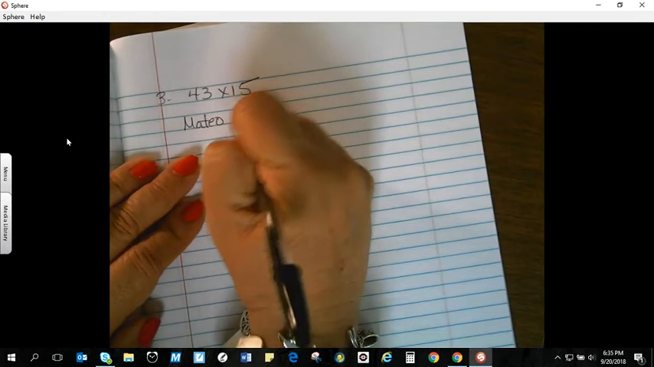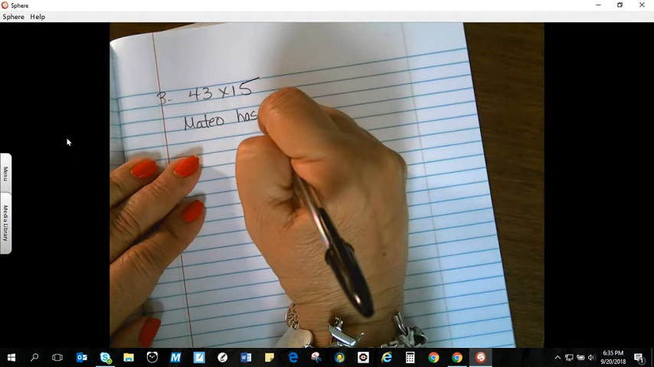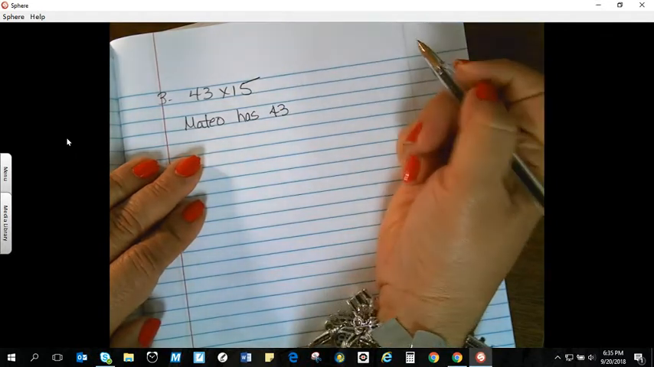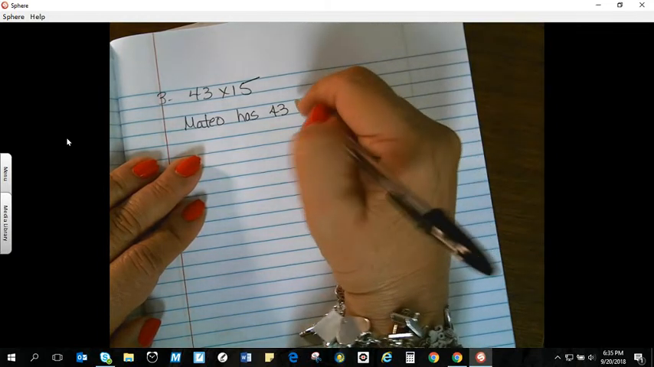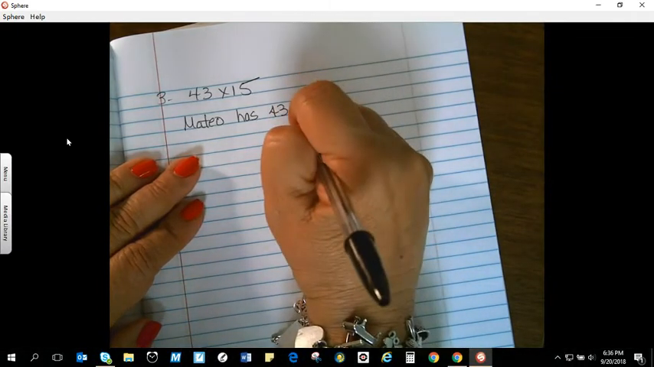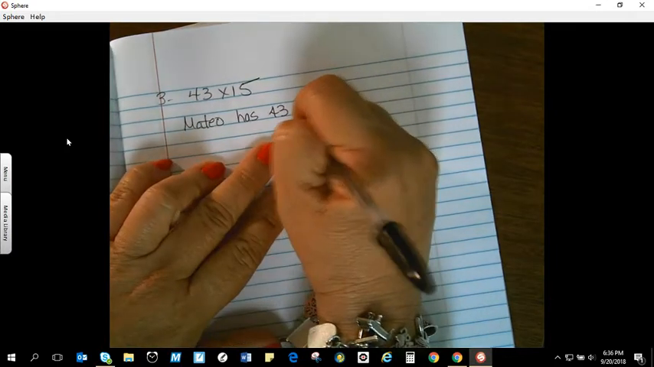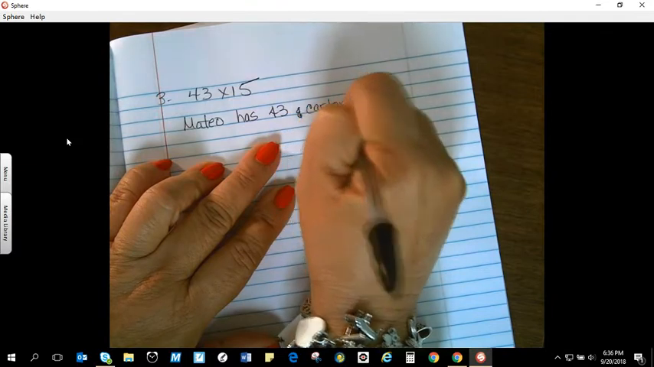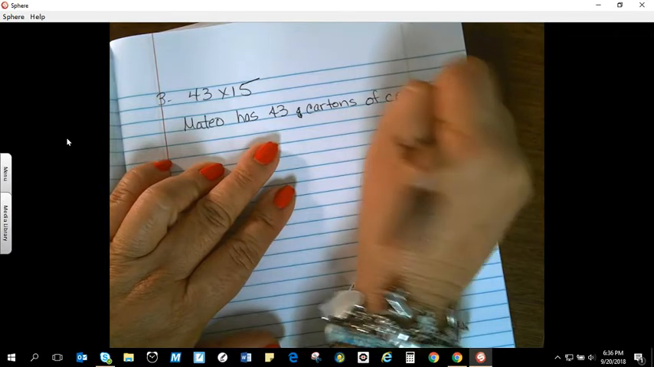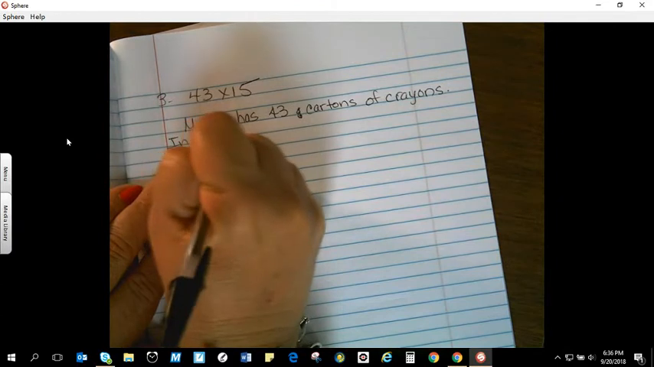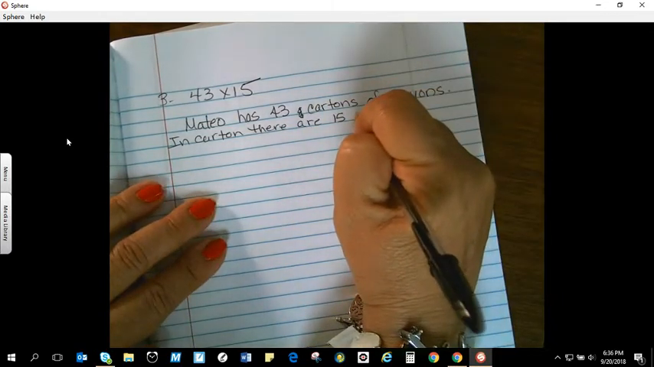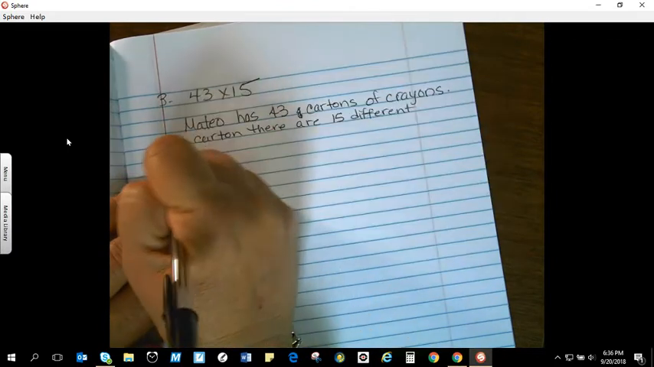So let's say Mateo has 43, oh, what does Mateo have? 43 pence, oh, no, but that's division. So I have 43, let's see, 43, I'm just going to put cartons of crayons. Could have been pencils, could have been anything. In each carton, there are 15 different colors of crayons.